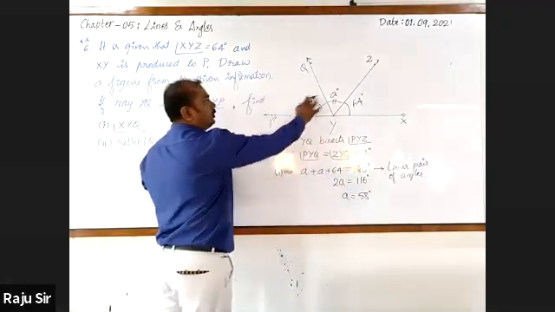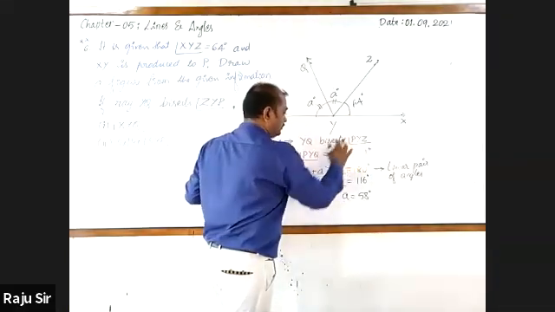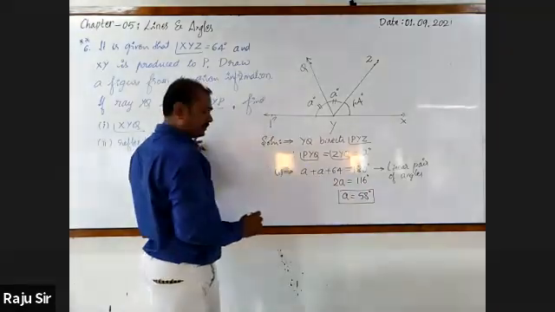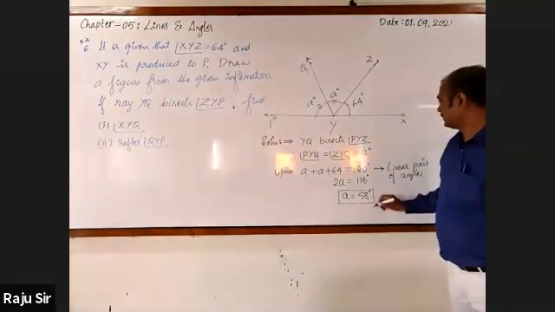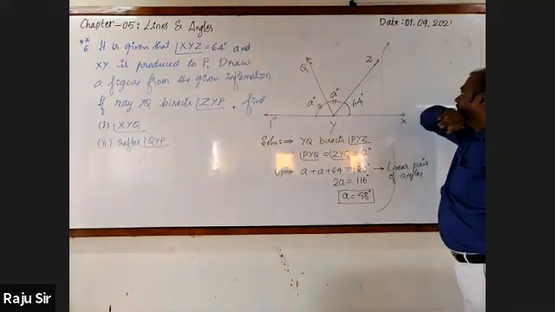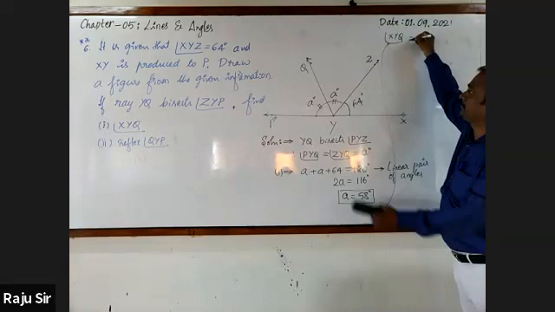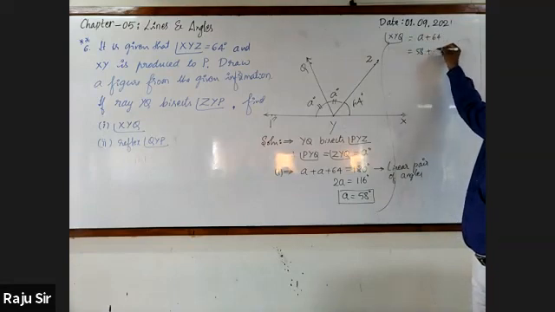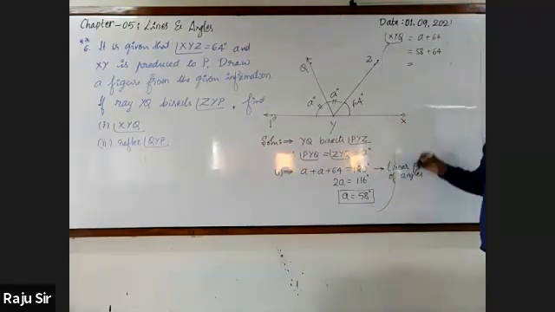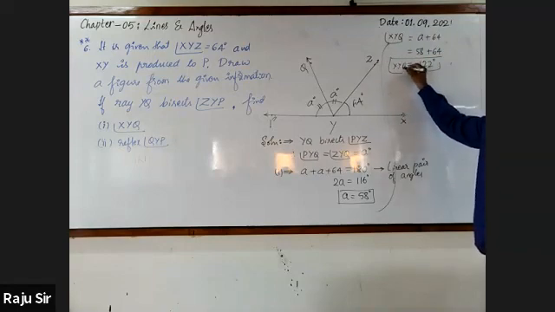There are two angles, but we want XYQ. Wait, I'll write here also. Angle XYQ is equal to A plus 64, where A is 58 degrees, plus 64. How much will it be? 122 degrees. So the first one is over.